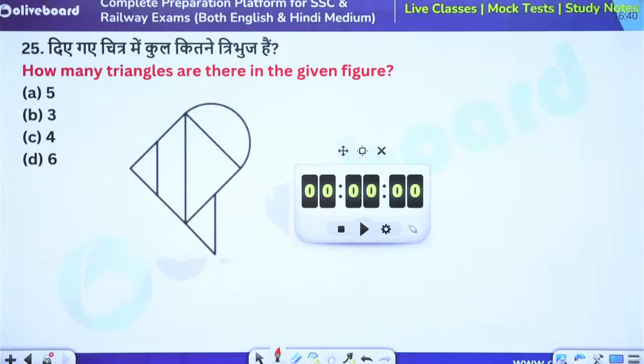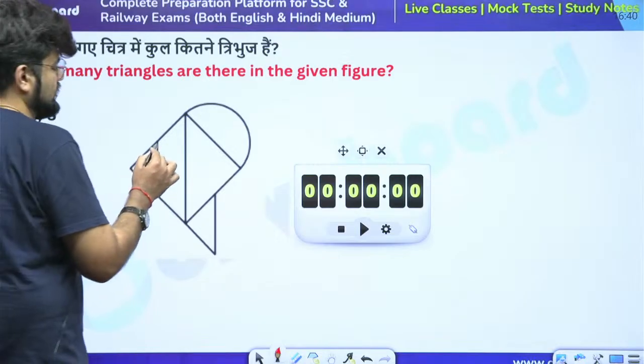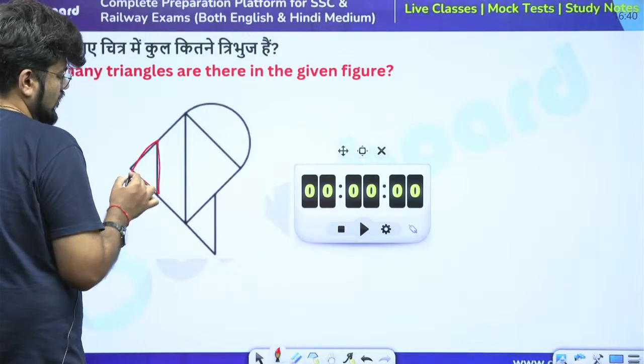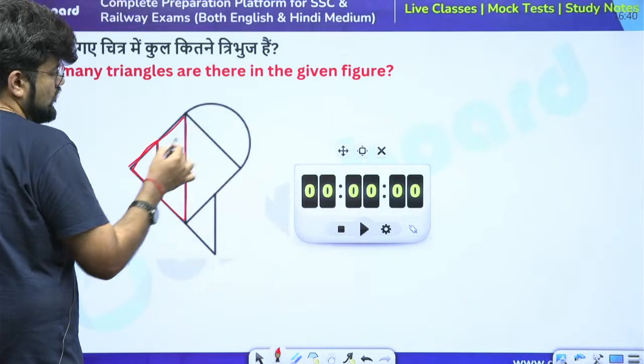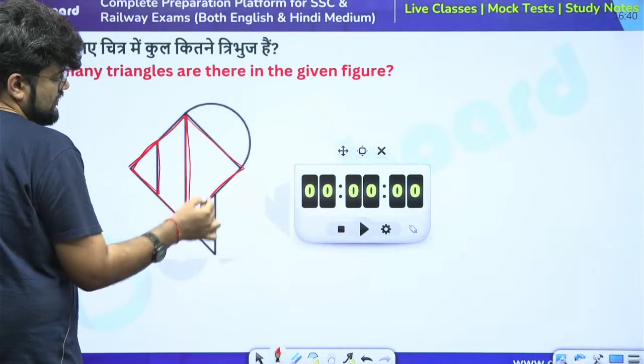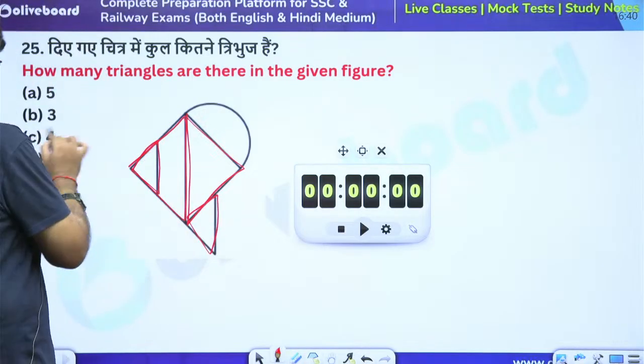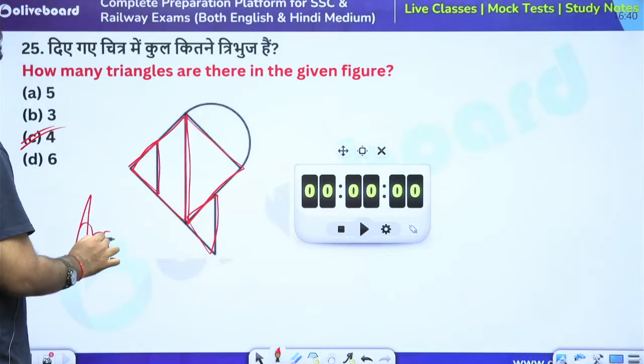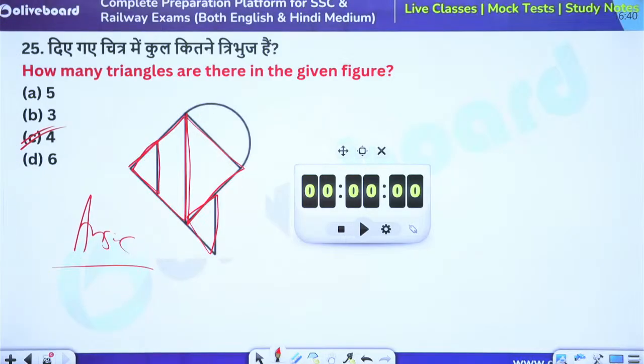It's pretty easy. The only problem is you will ask yourself, you will count yourself whether I am right or not. This is 1, this is 2, this is 3, this is 4. That's it. We have 4 triangles here. Option C is the correct answer.